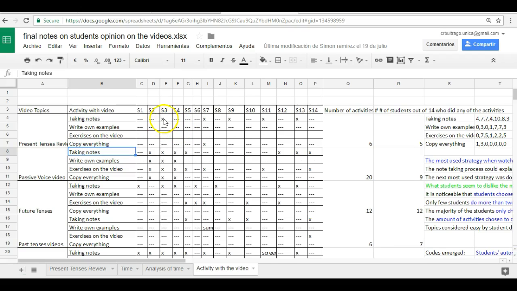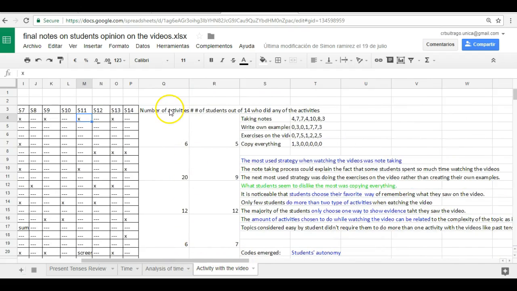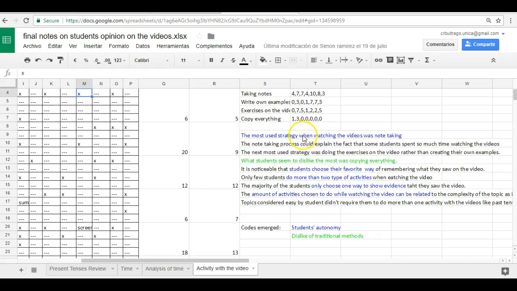And then he started marking with an X the activities that students had done with each one of the grammatical tenses. Right? In this chart, you can see that he identified the number of activities and the number of students out of 14 who did all of the activities, or any of the activities, sorry, and so he coded them in here with some numbers.